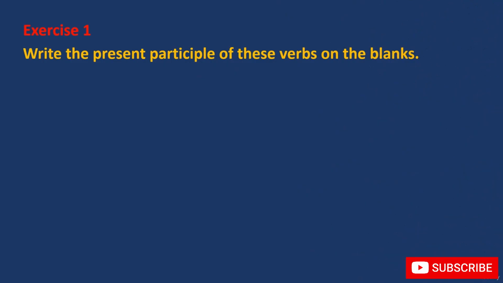Let's have some exercises to be sure that everything is very, very clear and simple for you. I need you to write the present participle of these verbs on the blanks. Again, I remind you that the present participle means what? Verb plus ing. And take care, if the verb ends with a consonant, we double the consonant before we add ing if there is a vowel before the consonant. At the same time, if the verb ends with e, I cross out the e before I add ing. Let's start.